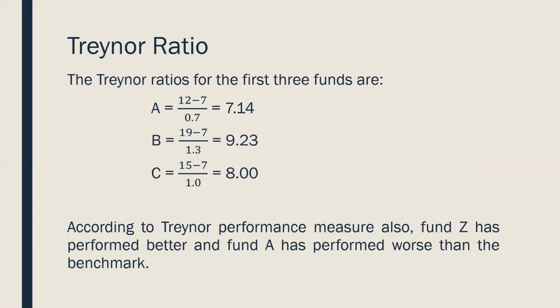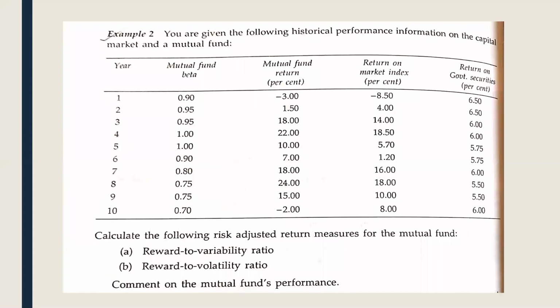In this Treynor's performance also, we can see that the second fund, the Z fund, is performing better than the market index of 8. And fund A is performing worse than the market index of 8. Moving on to the next question.